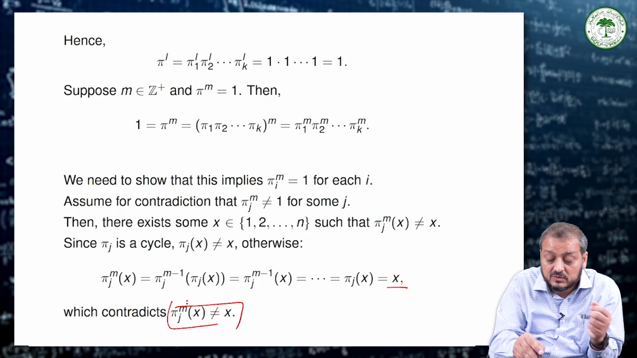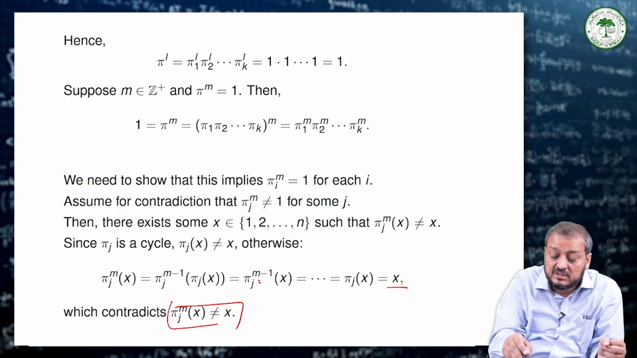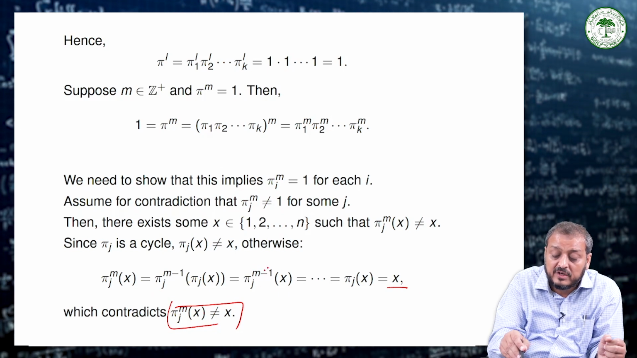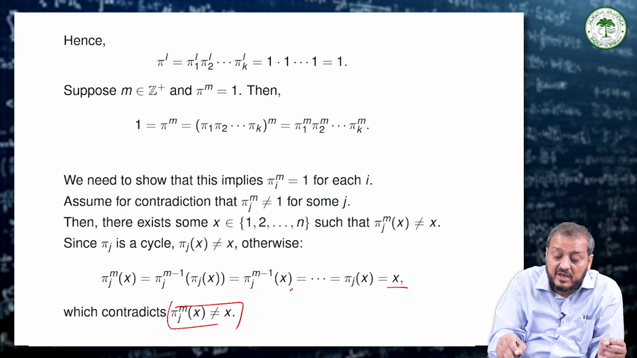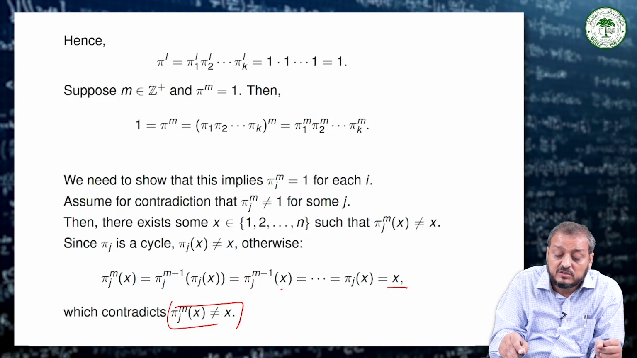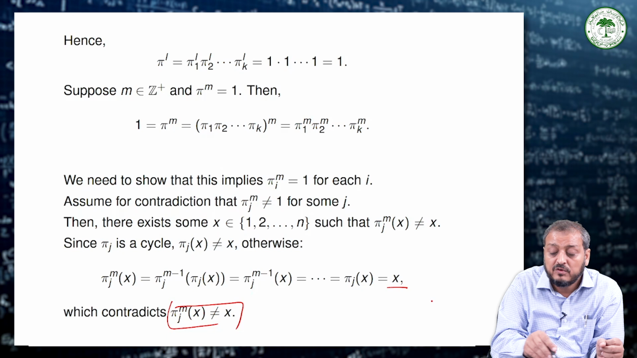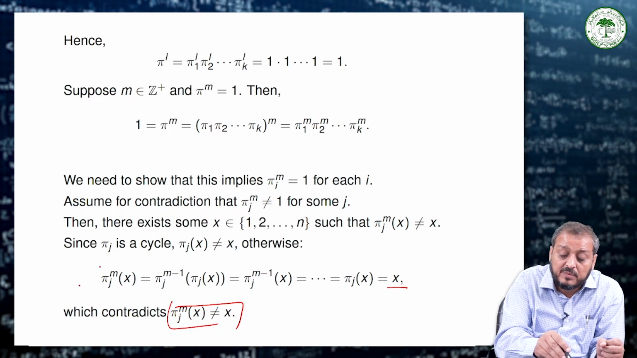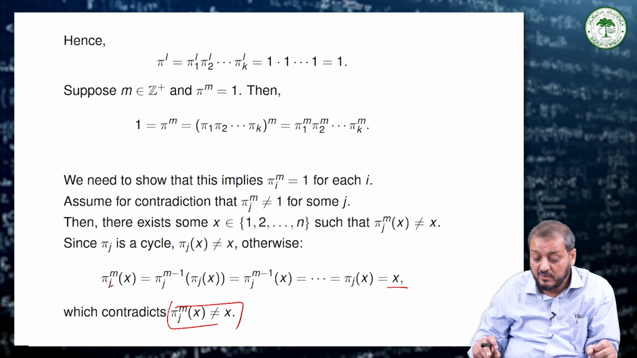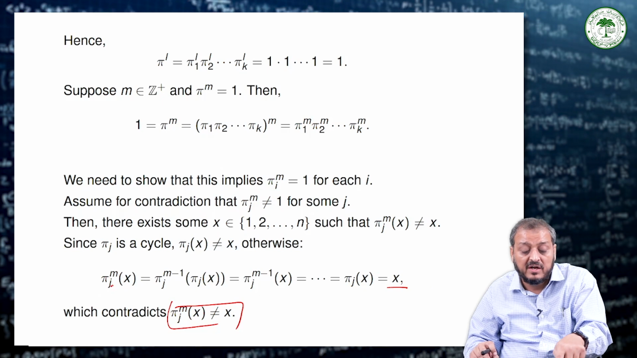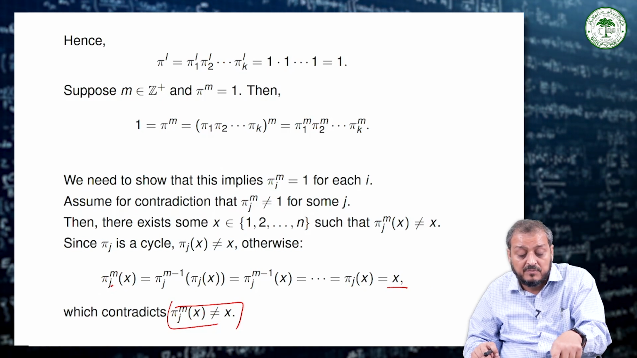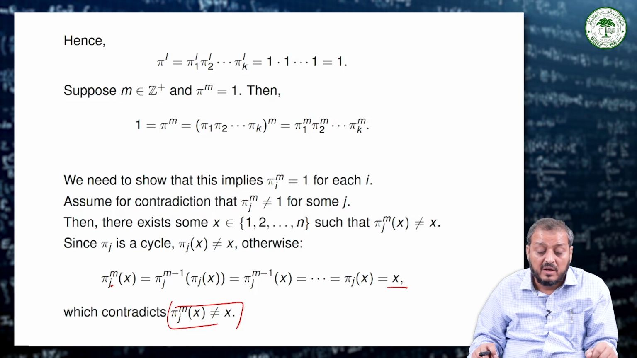So, we go on in a similar fashion, and this can be written as pi_j to the power m minus 2 times pi_j to the power m applied to x again. So, we get this form: pi_j to the power m x is not equal to x, which contradicts pi to the power m equal to 1.